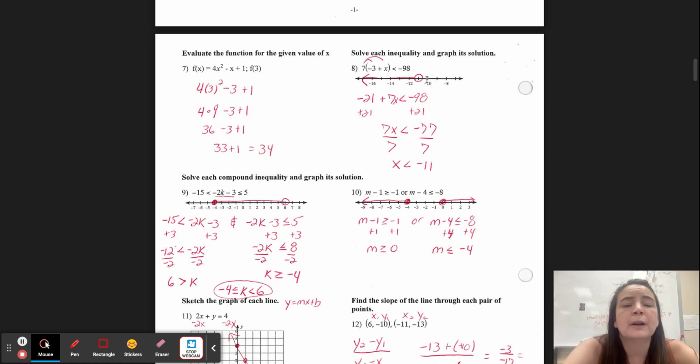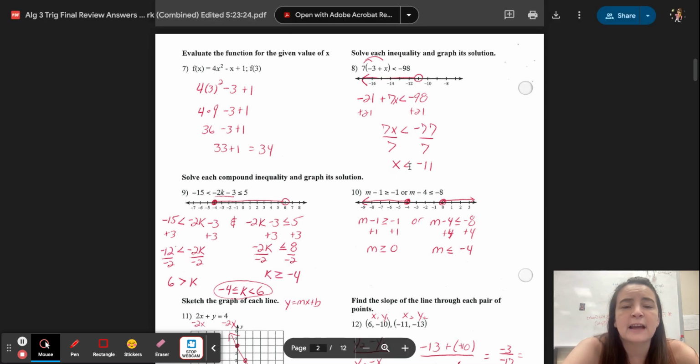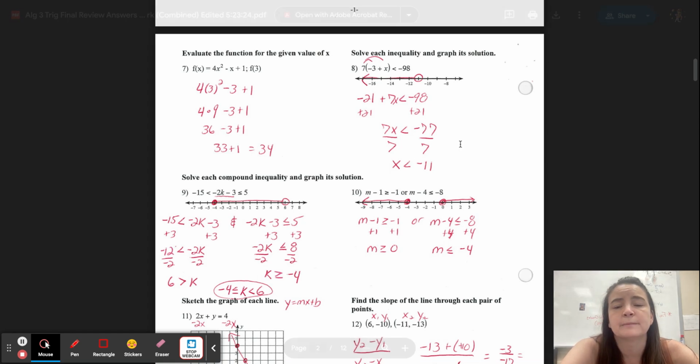For this problem, I put an open circle on negative 11. If it was or equal to, we would put a closed circle. And since x is less than, all the numbers that are smaller are to the left. So my arrow goes that way.